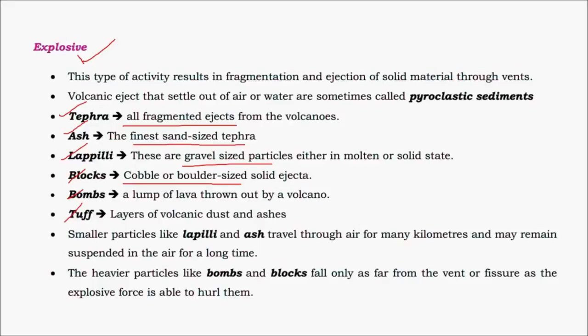And bombs are simply lumps of lava which are thrown out of the volcano, which don't fall at long distances, they fall just around the crater. And tuff is simply a combination of volcanic dust and ashes. Smaller particles like lapilli and ash travel for long distances as they are suspended in air, whereas the other kinds like bombs and blocks, which are comparatively bigger in size, fall just around the crater.